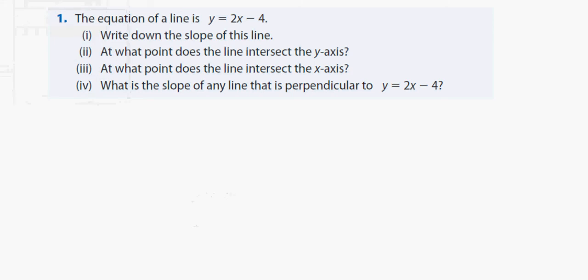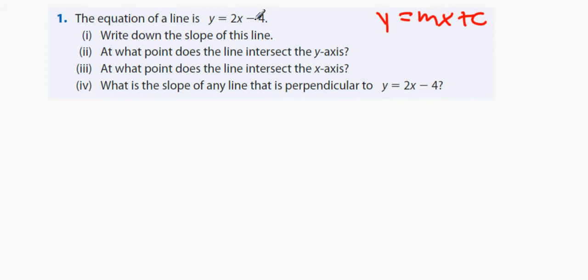Okay guys, some second year revision on the equation of a line. So we're going to start off. The equation of the line is y equals 2x minus 4. Now the equation that we need to know is y equals mx plus c. That's what we get from our graph.